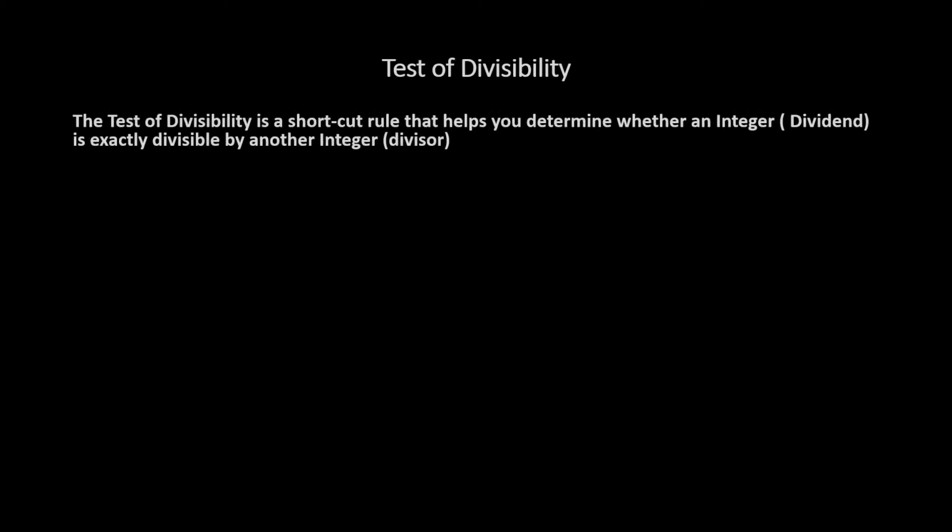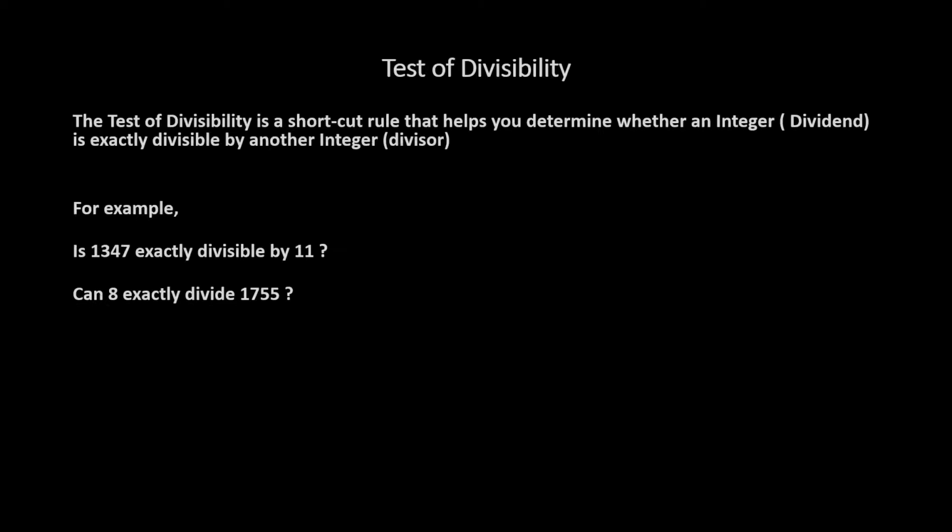Test of Divisibility. The test of divisibility is a shortcut rule that helps you determine whether an integer or dividend is exactly divisible by another integer or the divisor. For example, is 1347 exactly divisible by 11? Can 8 exactly divide 1755? Is 275 a multiple of 9?